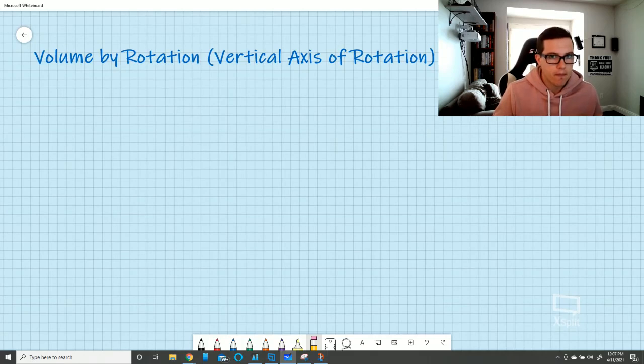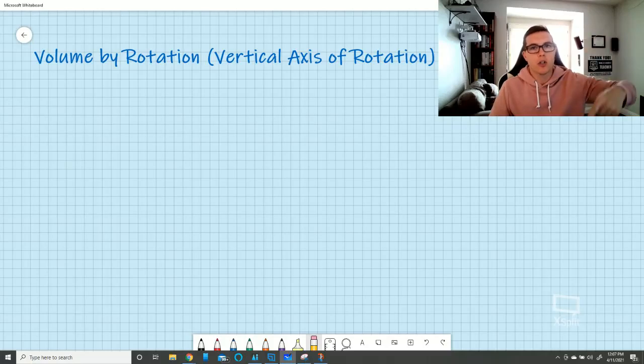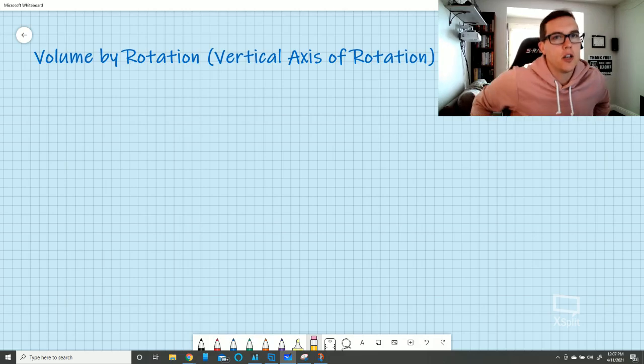So we did horizontal axis of rotation, which worked like this to get volumes of these really bizarre solid objects. Today we're doing all vertical axis of rotation, rotating this way, which means we're using Y all day. So I will walk you through these.